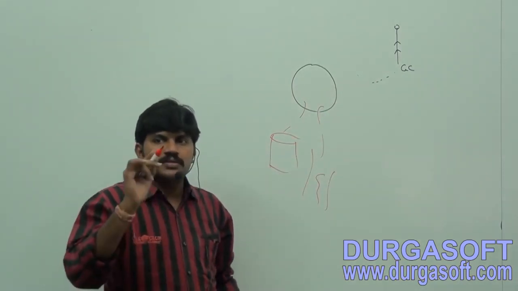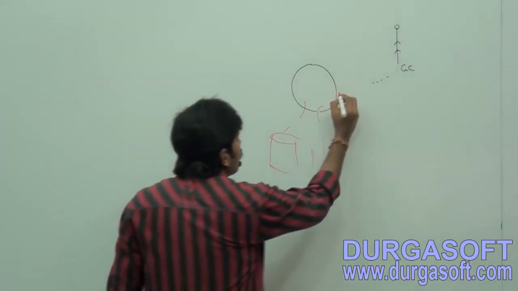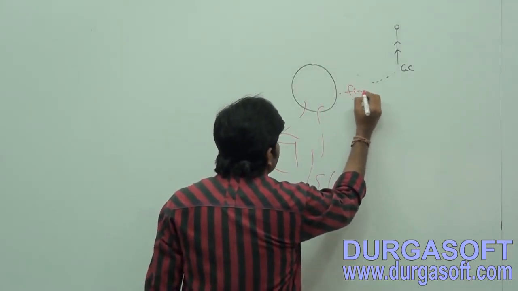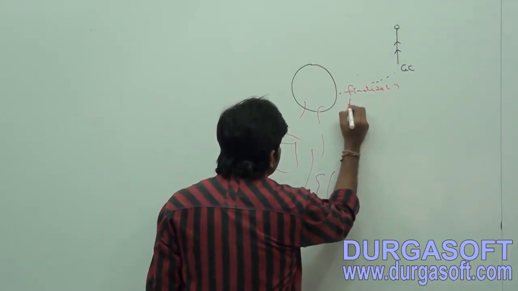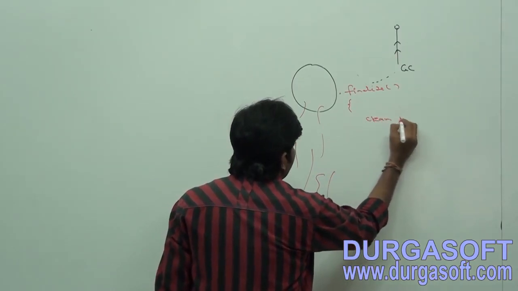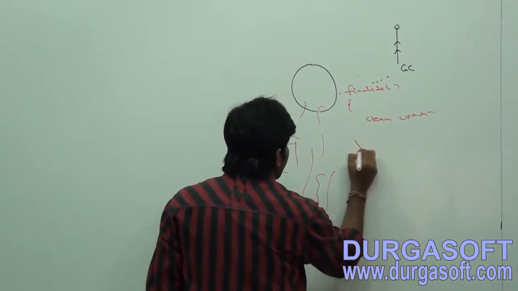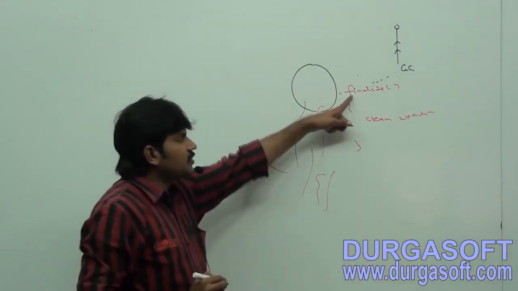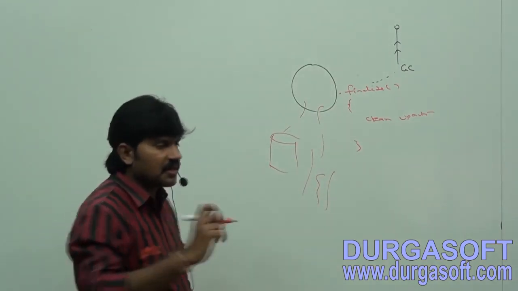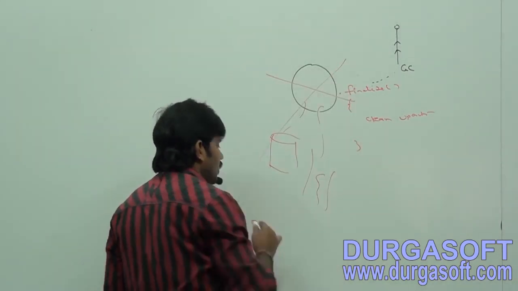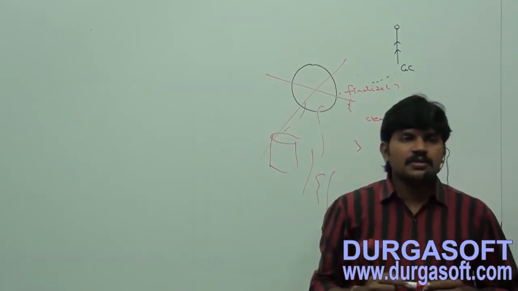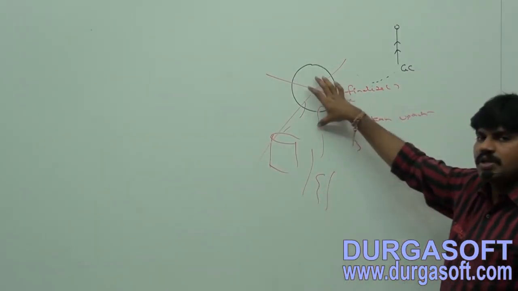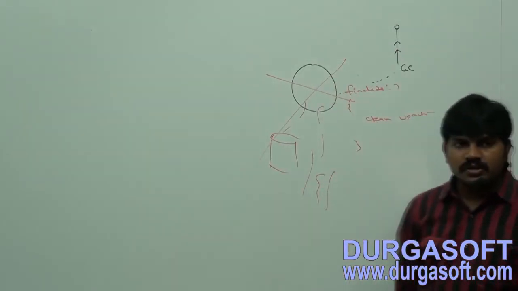To fulfill this last wish, the garbage collector is going to call the finalize method. Finalize method performs which activities? Cleanup activities, right? Okay. Once the finalize method completes, immediately the garbage collector is going to destroy this object.